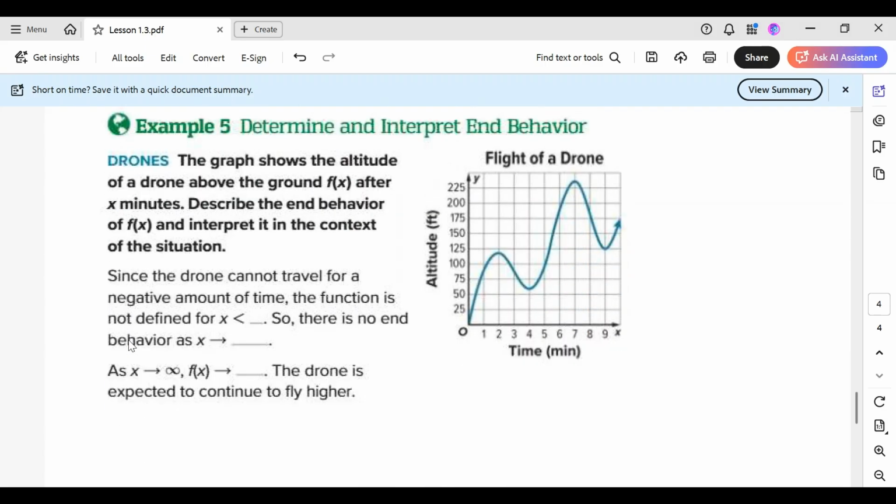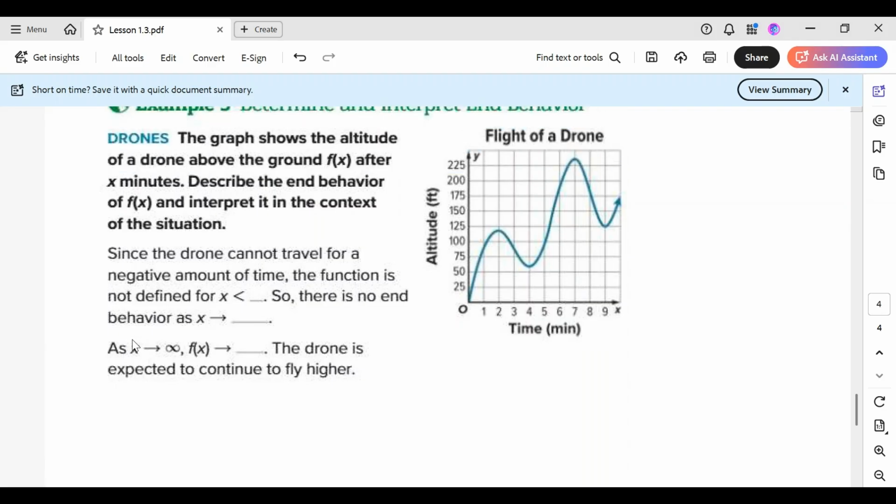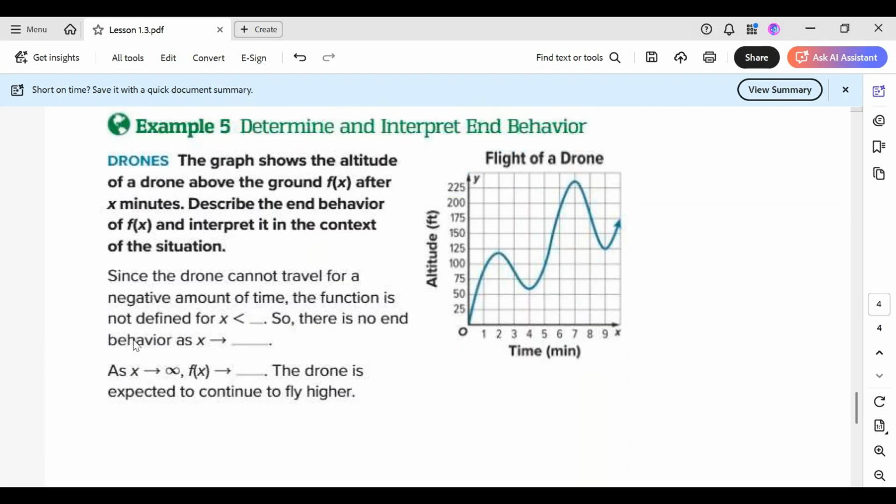In example 5, it's talking about drones. It says the graph shows the altitude of a drone above the ground, f of x, after x minutes. Describe the end behavior of f of x and interpret it in the context of the situation. So we have the drone above the ground, f of x, after x minutes.